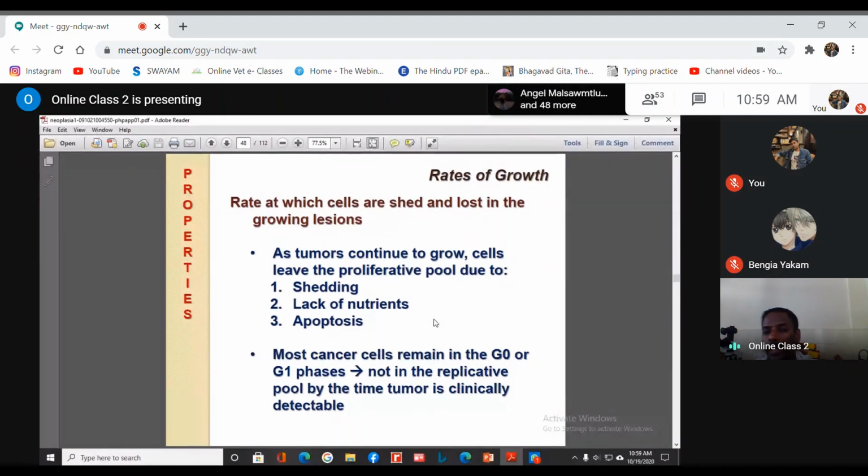Or cells can be shed from the periphery. The tumor cells can be removed from the replicative pool, or it may be necrosis. What do you mean by lack of nutrients? It basically refers to the necrosis.